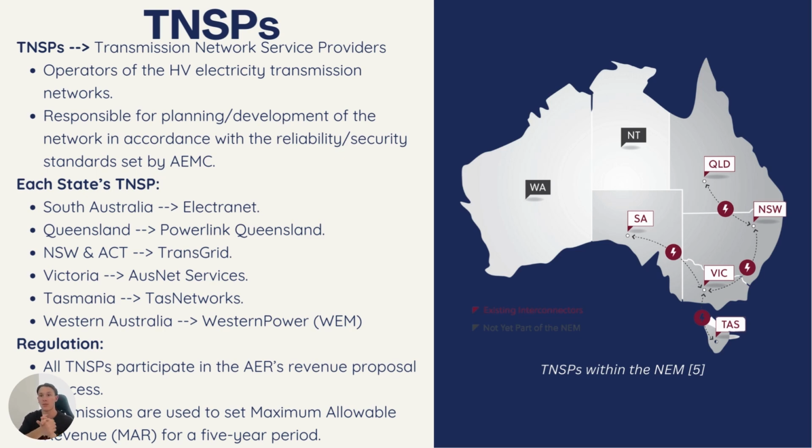So in terms of regulation, all TNSPs participate in the AER's revenue proposal process. Again, the AER is the Australian Energy Regulator. How that works is essentially every 5 years they make submissions, which are then used to set the maximum allowable revenue, which is essentially how much of the electricity bill they can claim for their portion of their services.